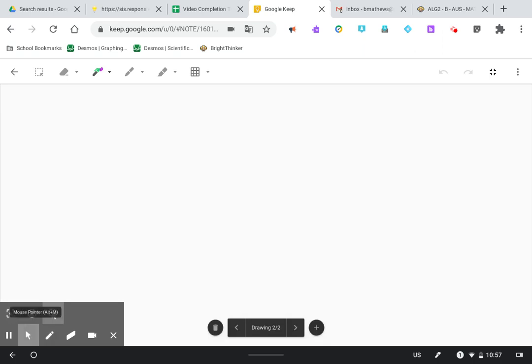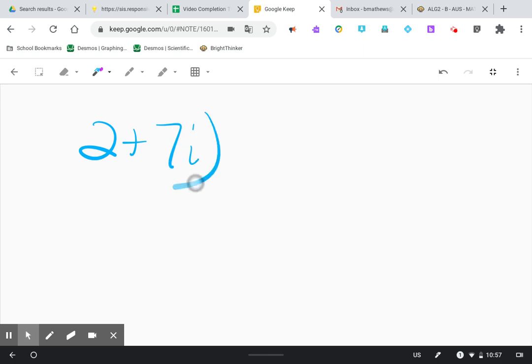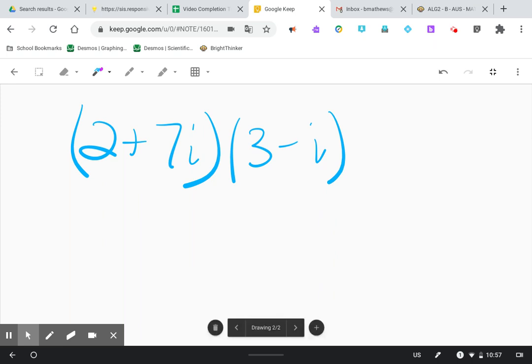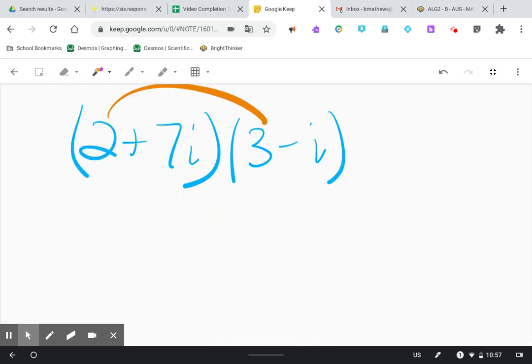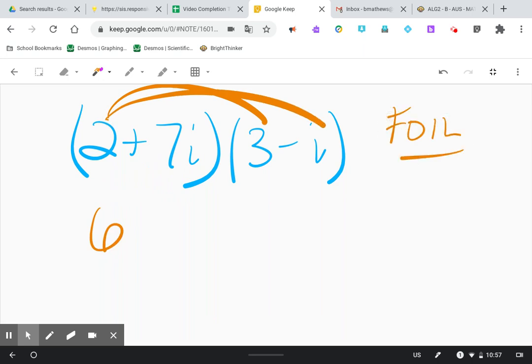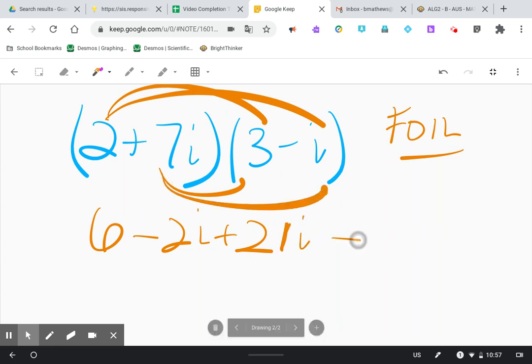Okay, so let me show you an example. Let's say we have 2 plus 7i times 3 minus i. Let's see if that's similar enough to what you have. Yeah, that'll work. So again, I'm going to do FOIL method. FOIL method means I'm going to do first times first, which is 6. Outside times outside, that's minus 2i. Inside times inside, plus 21i. Last times last, that's going to be negative 7i squared.